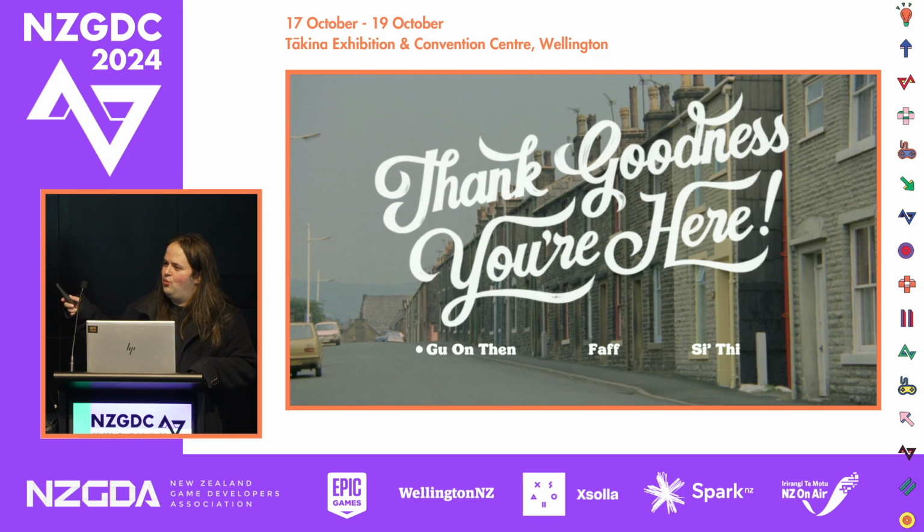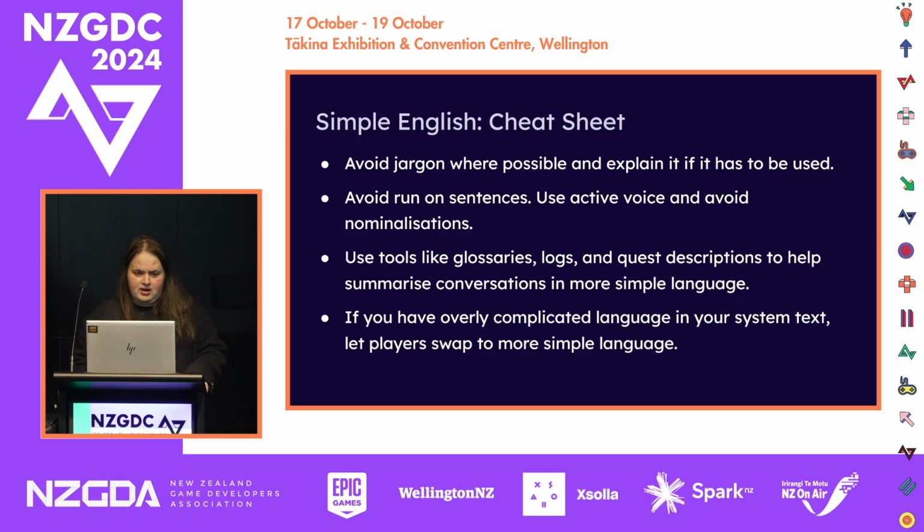But unless you were born in Britain or have consumed enough British sitcoms, you're probably not going to know what most of this means. Thankfully, developers let you opt out of this when first starting up the game, and just showing simple continue options and quit text there. So to summarize writing text in simple English, avoid jargon where possible and explain it if it has to be used. Avoid run-on sentences, use active voice, and avoid nominalizations.